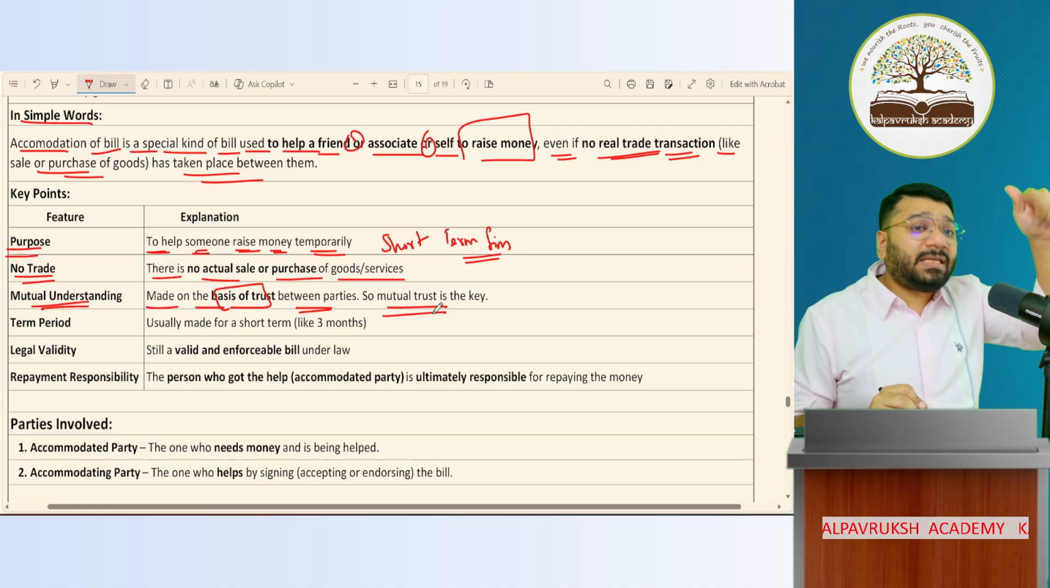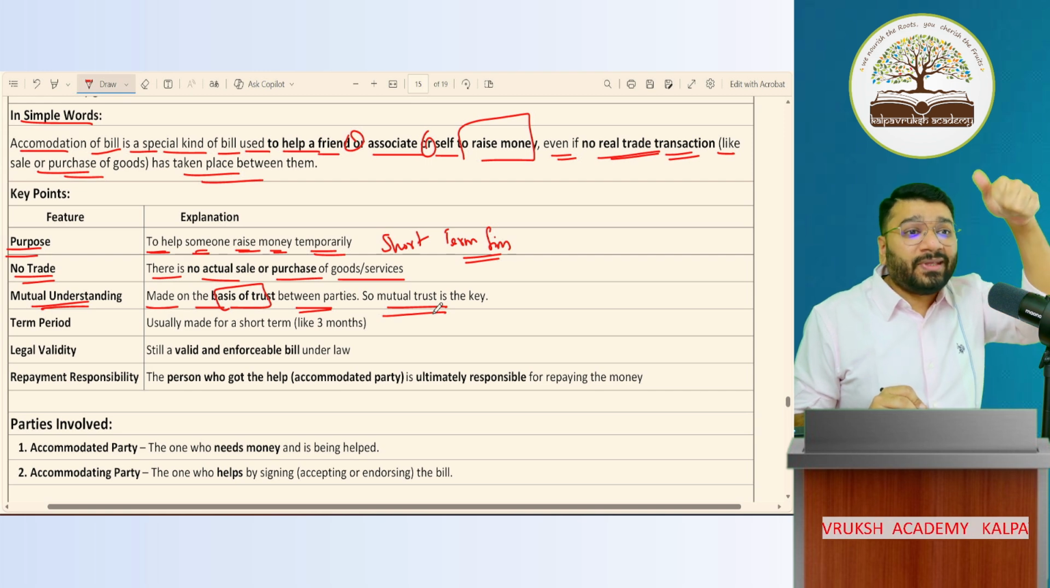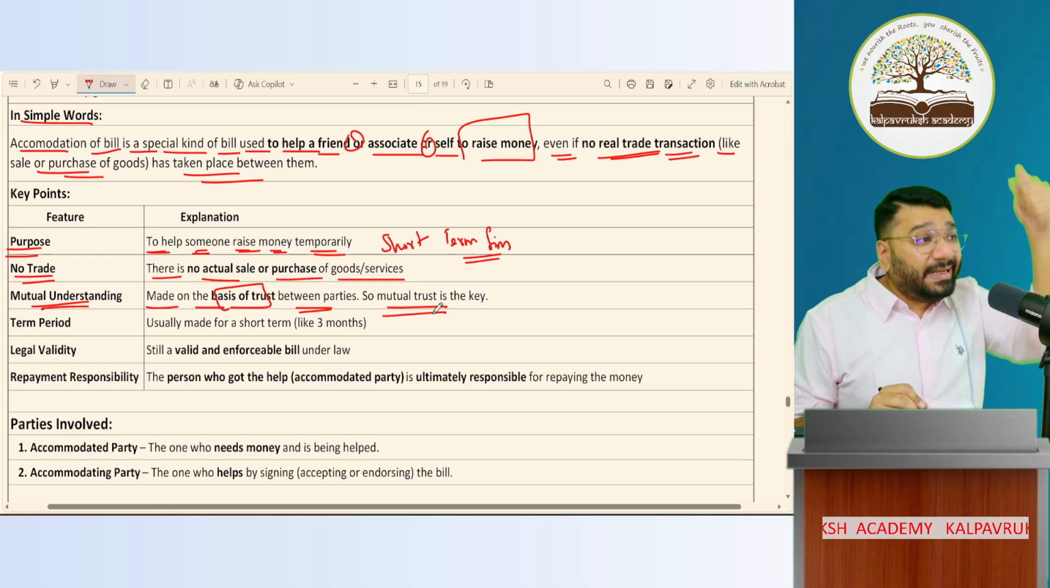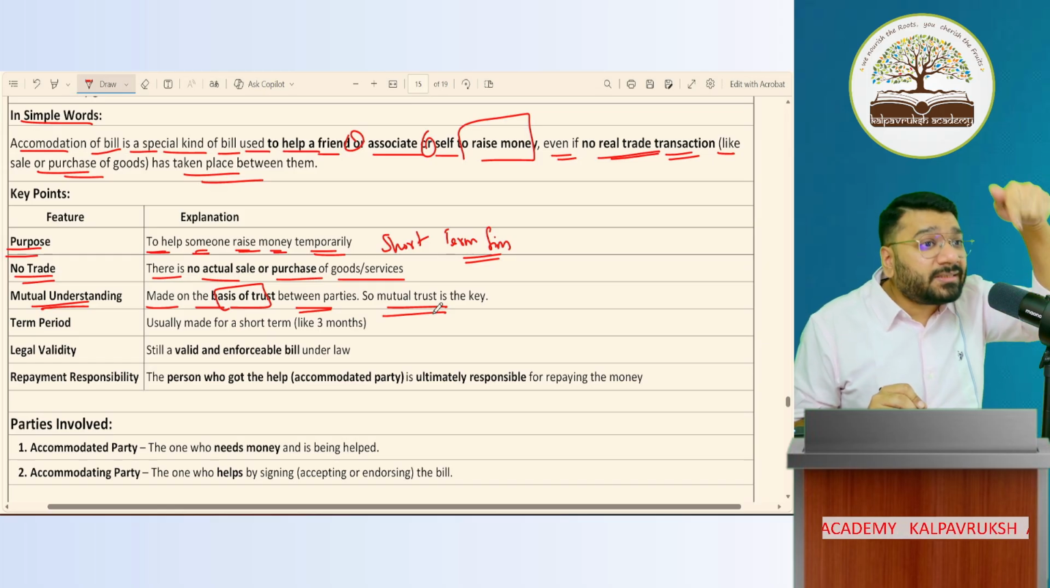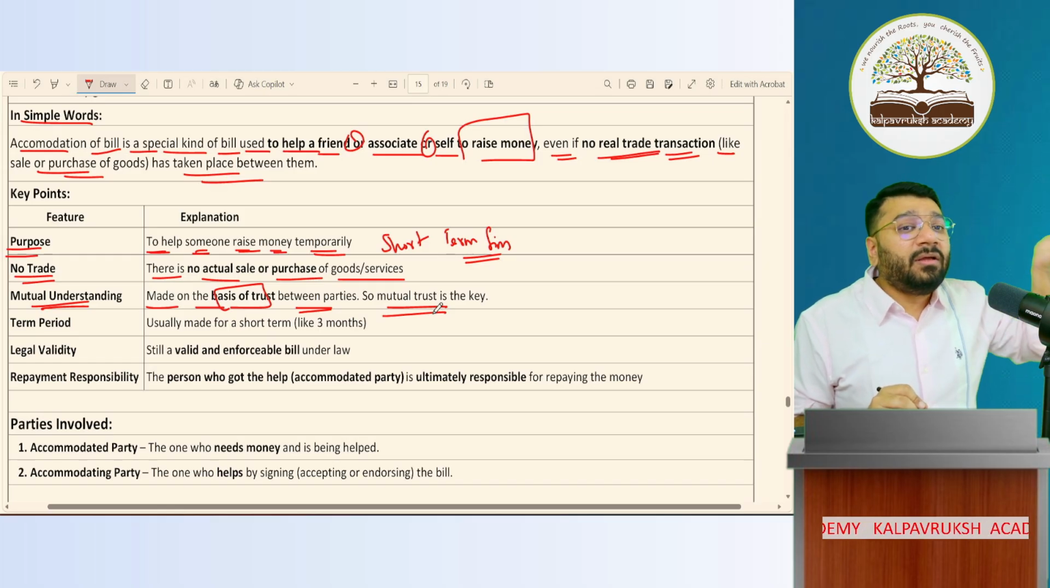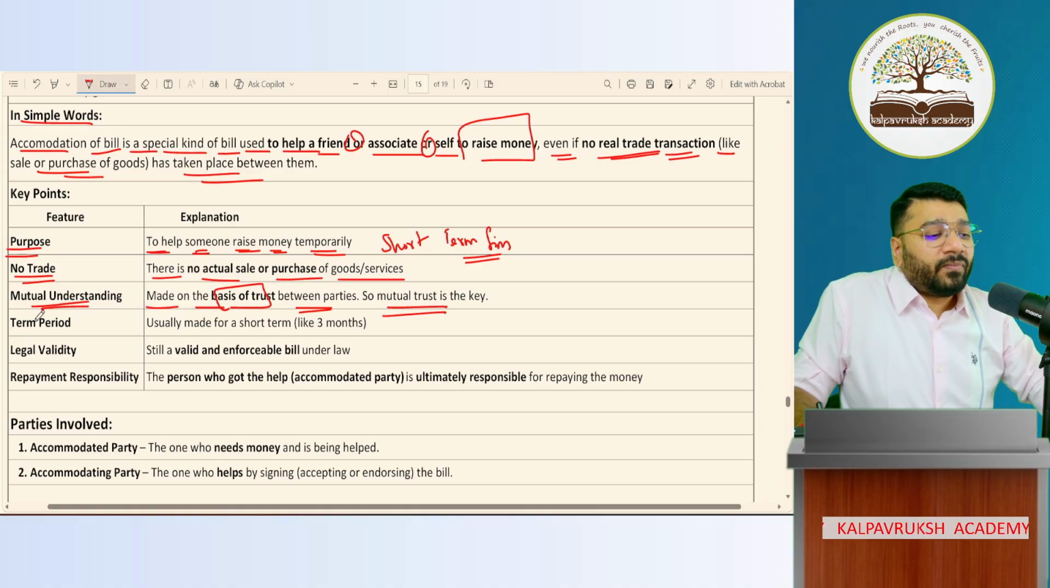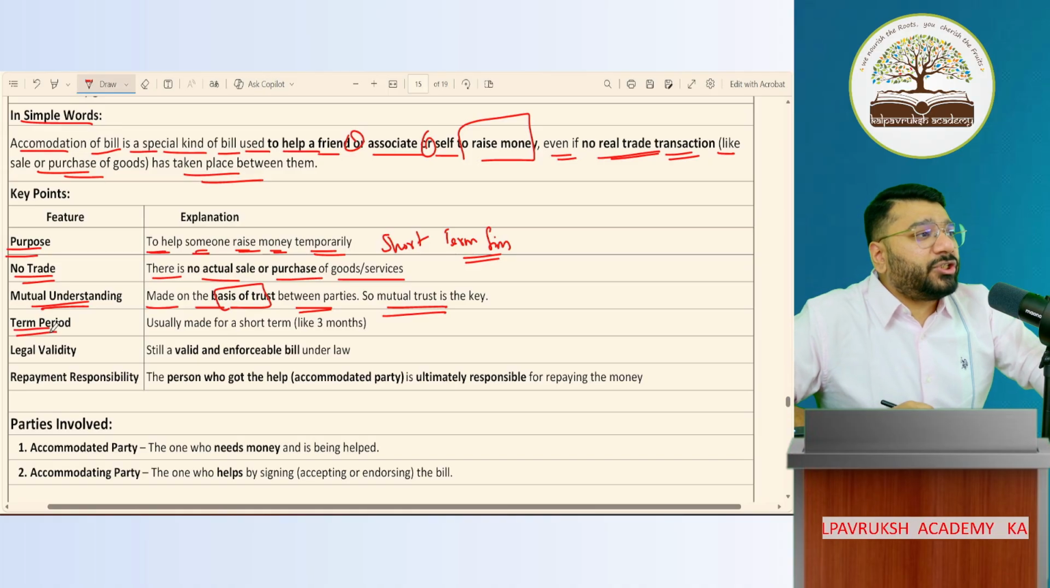The person who is accepting the bill, what does it mean? He knows you. He wants to help you. He has the intention to help you. He trusts you. So what is the underlying basis of this transaction? Mutual trust. What is the term period of this kind of transaction?